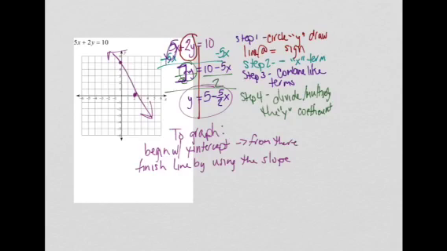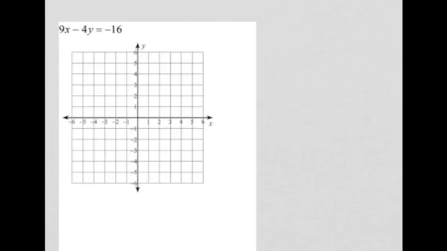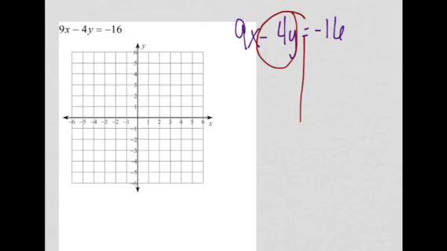If I were you, I would hit pause at this moment. We're going to do the same thing again, but this time without writing all the notes off to the side. So I have 9x minus 4y equals negative 16. So remember, our notes say we circle our y term, draw our line at the middle, look to that x term, and subtract it from both sides.